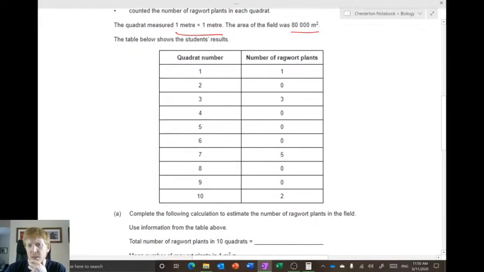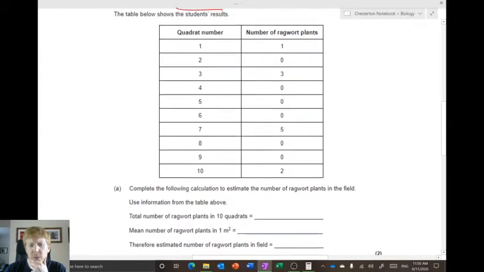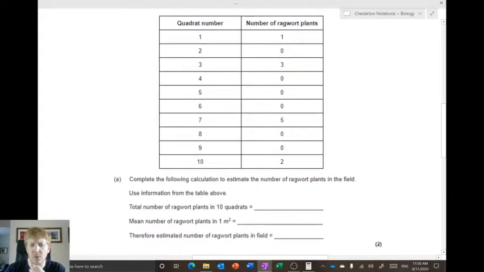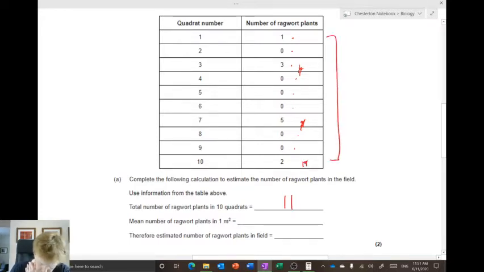Quadrat, number of plants. Complete the following calculations to estimate the number of ragwort plants in the field using the information. First, the total number of ragwort plants in 10 quadrats. We need to add these up. So 1 plus 0 is 1, plus 3 is now up to 4, plus 0, plus 0, plus 0, plus 5. So we're now up to 9, plus 0, plus 0. So 9 plus 2 takes us to 11. So the total number is 11. There are 11 ragwort plants across all of those quadrats.